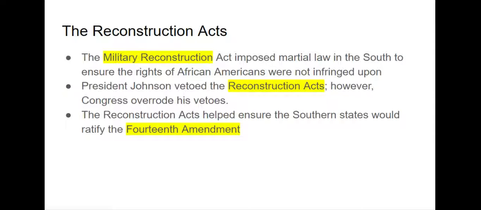President Johnson vetoed the Reconstruction Acts. However, Congress easily overrode his vetoes. And the Reconstruction Acts also helped ensure that the Southern states would ratify the 14th Amendment. Want to make sure that would actually happen, which would grant citizenship to former slaves.